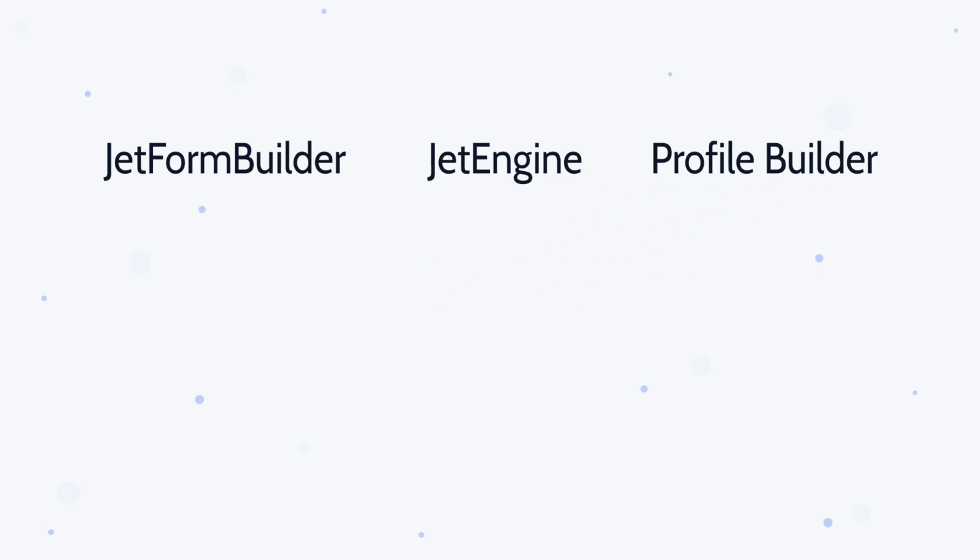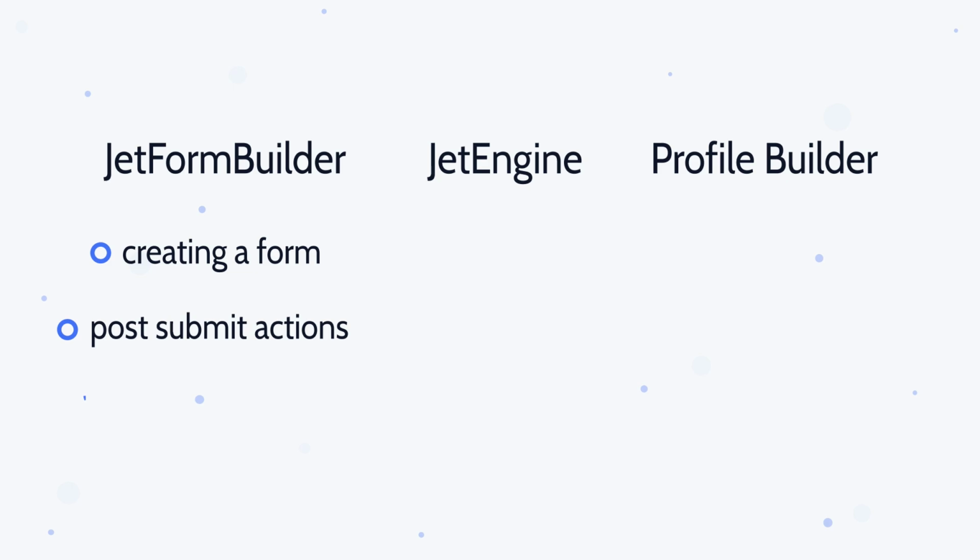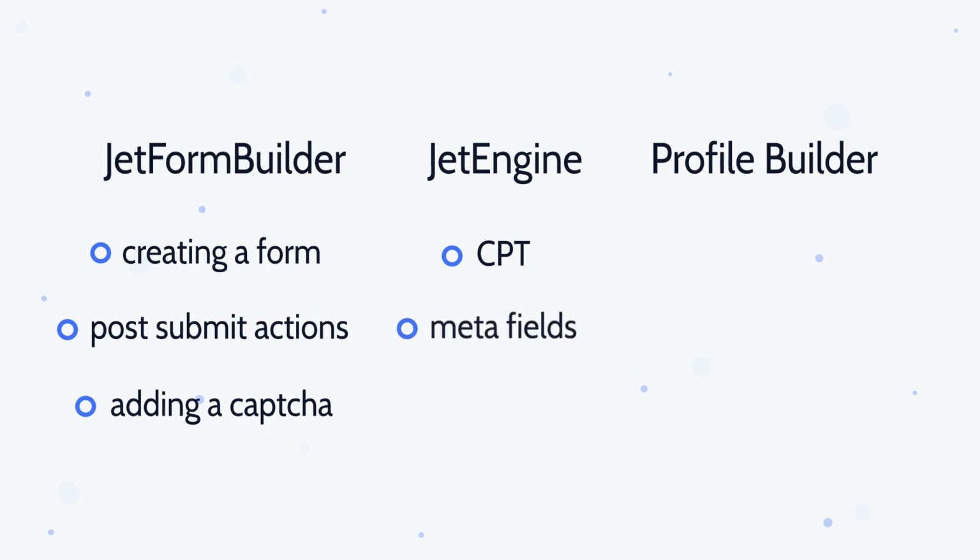Starting with the JetFormBuilder. This plugin will be used for creating a form, setting up post-submit actions, for example, sending email notification, also adding reCAPTCHA, and so on. However, how will you be able to, for example, allow users to select tags and categories, or where the data entered by the user in a form will be stored? This is why we also need the JetEngine plugin along with the created CPT, custom meta fields, and taxonomies.